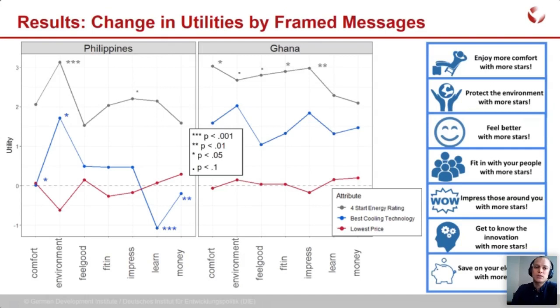For exploratory reasons, we also included in the analysis the interaction between the framings and the cooling technology and the price. And there we find for Philippines also the same effect for the cooling refrigerant for the environmental framing condition. However, the learning and money incentive framing seems to decrease the preference for better cooling technologies.